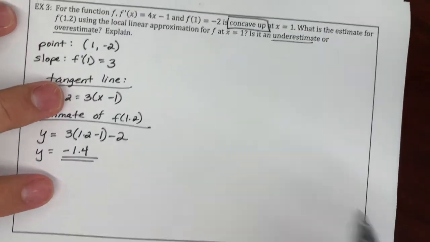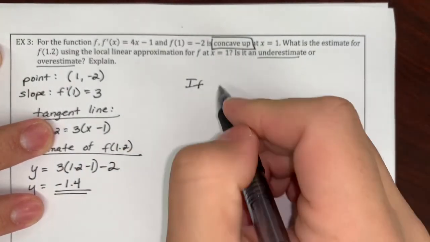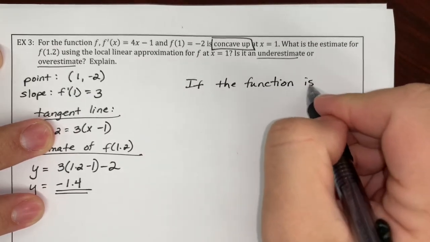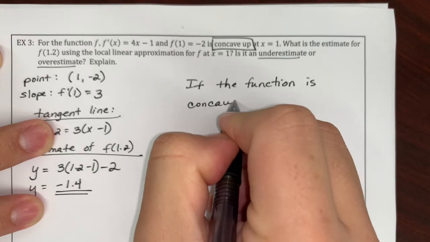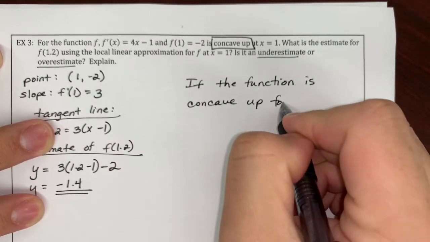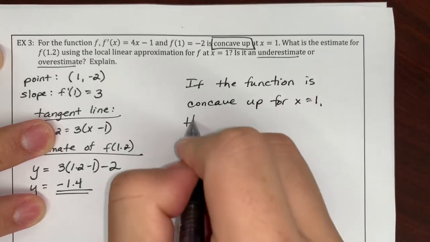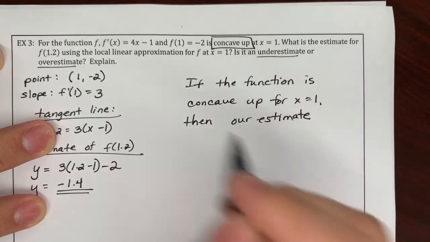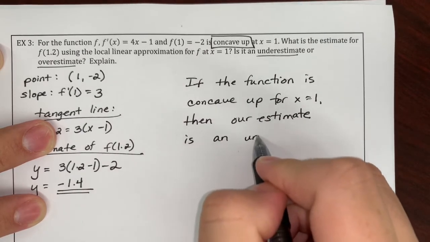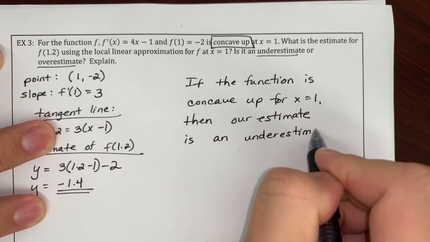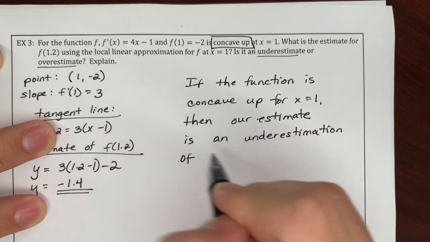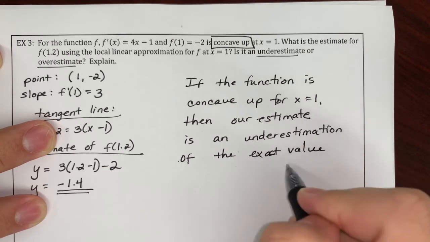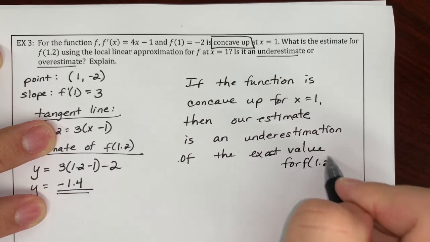So the way I'm going to answer this question is I'm going to say, if the function is concave up for x equals 1, then our estimate is an underestimation of the exact value, the exact value for f of 1.2.